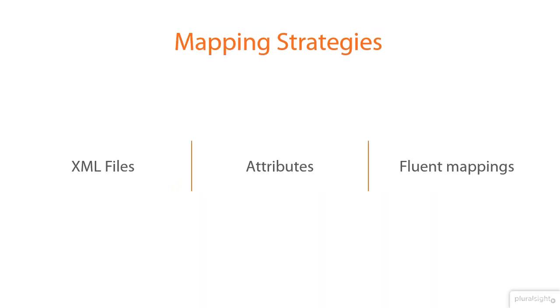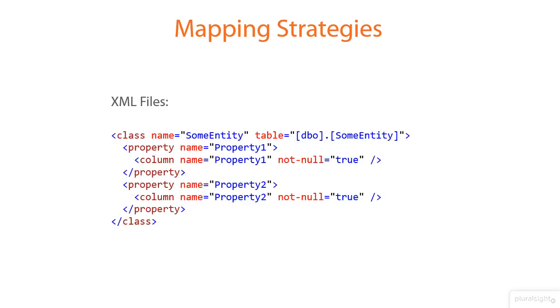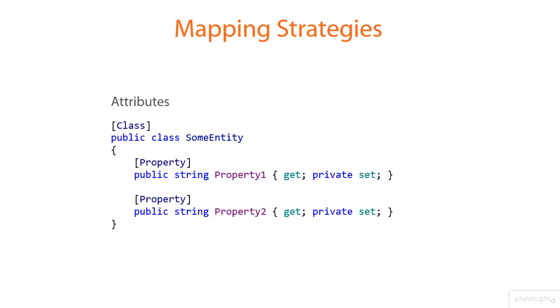There are three approaches when it comes to mapping domain entities to tables in the database: XML files, attributes, and fluent mapping. XML files are quite verbose and are prone to break when refactoring because they operate literal strings to define the names of the properties being mapped. Attributes is a better option. They don't have the shortcomings of XML files, but they do have another one.